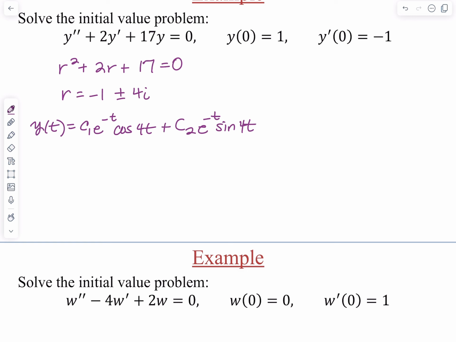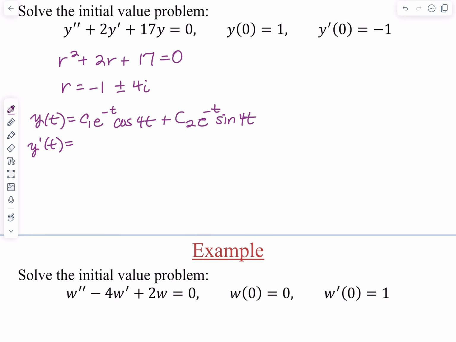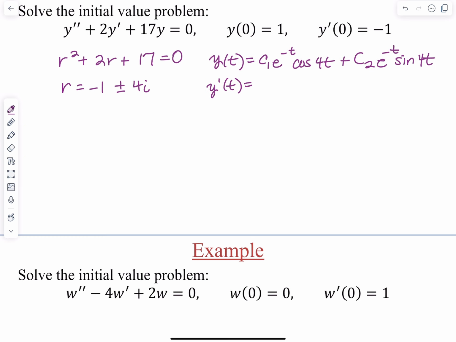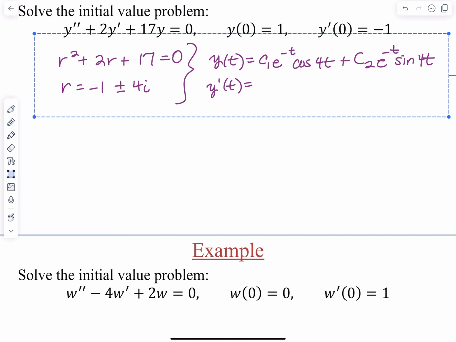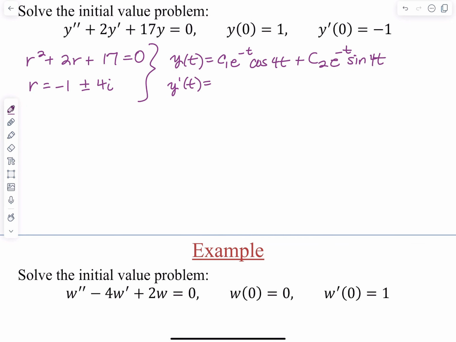Before we do that, why don't we go ahead and find y prime of t, and y prime of t, we are going to have, let's move that up here. And so we will have y prime of t multiplied by a negative 4. Put that negative 4 there.